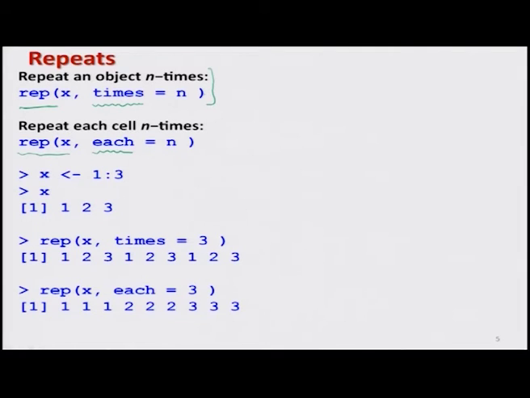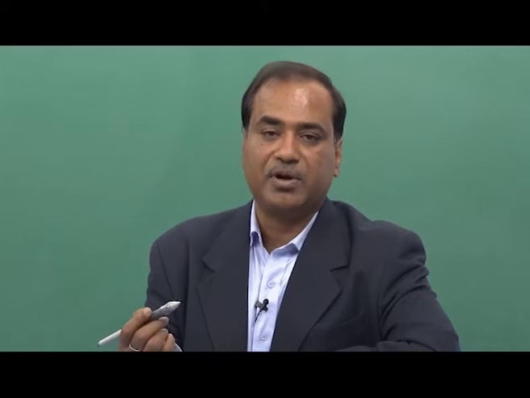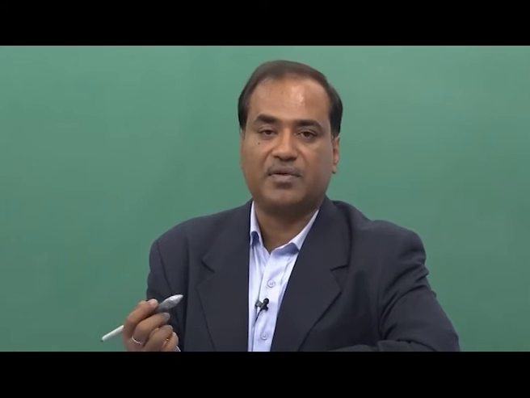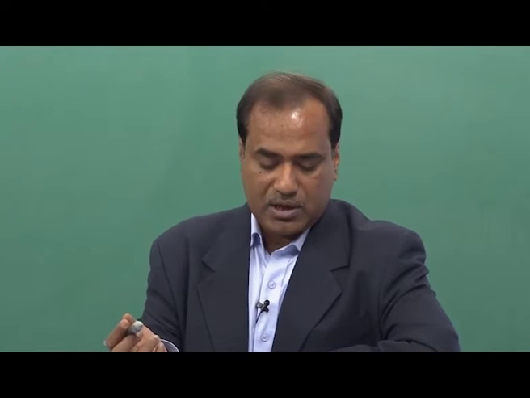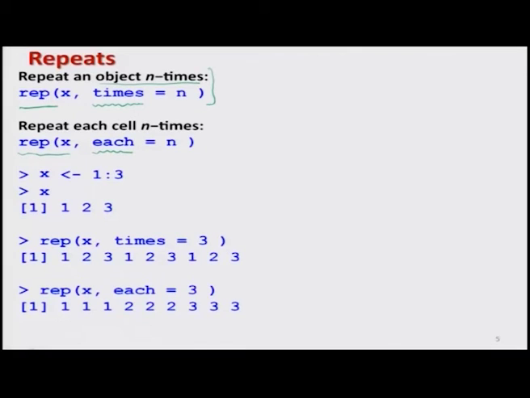In this case, I am trying to repeat an object n times, and what is my object? This is x, which can be a scalar or a vector quantity. For example, earlier we considered an example where I took a sequence from 1 to 4. In this case every object is repeated small n number of times, and n has to be an integer value. And when I use the rep command with each, it says repeat each cell small n number of times.